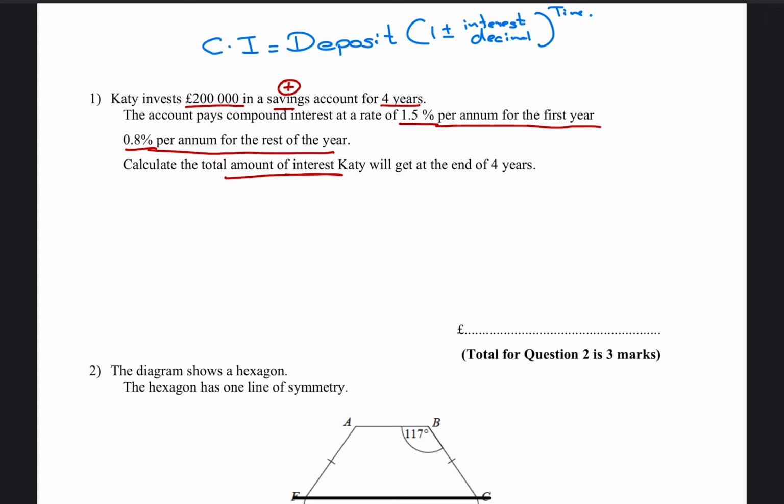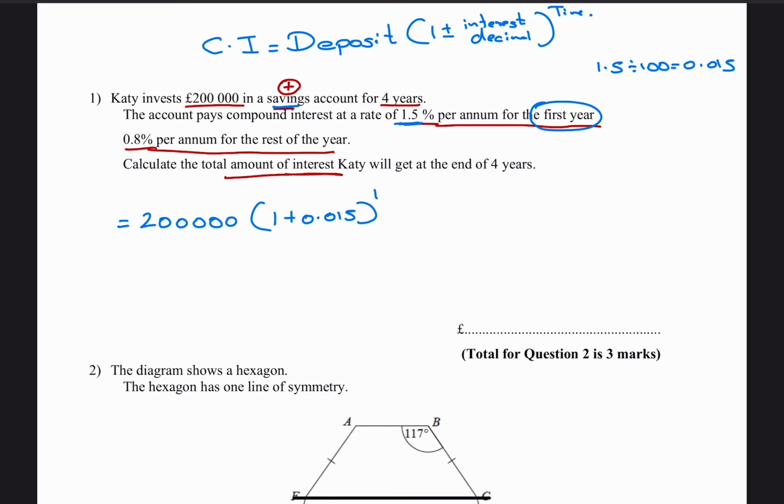Okay, let's start. So how much is the deposit? The deposit is £200,000. Bracket, it's 1 plus, because it's a saving, of course. The first interest rate is 1.5%, so I've got to do 1.5 divided by 100, which of course is 0.015, to the power of time. But I can only do that for the first year, which is 1. And I'm not going to do that separately. I'm going to do it together. Always learn to do it together.